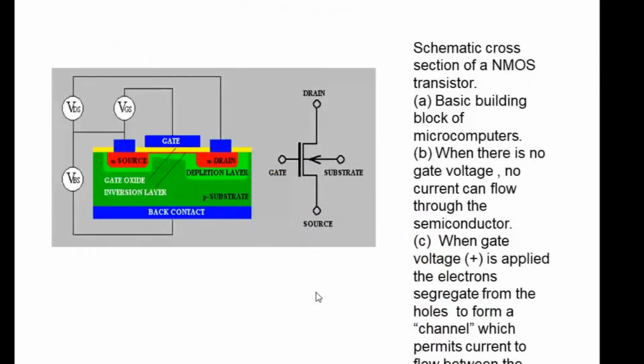MOSFET working is very simple. When there is no gate voltage applied, no current flows between the source and drain. When a positive gate voltage is applied, an inversion layer is formed which connects the source and the drain, and the current flows, turning on the MOSFET.